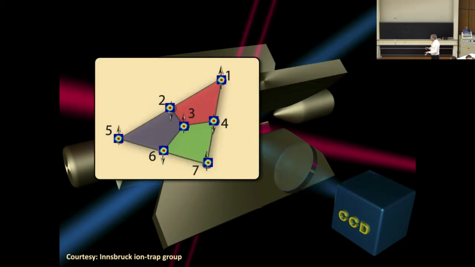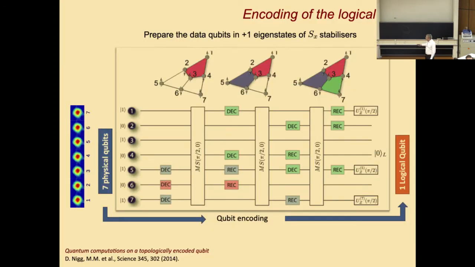Okay, so let's take this color code, this 2D structure, and map it onto the 1-dimensional chain. What we want to do first is to encode the logical qubit, meaning that we have to prepare it in a +1 eigenstate of all 6 stabilizers. We can start here with a simple product state of the 7 qubits. That is already an eigenstate of all Z-type stabilizers, which simply means we have an even parity of the qubits on each of the plaquettes.